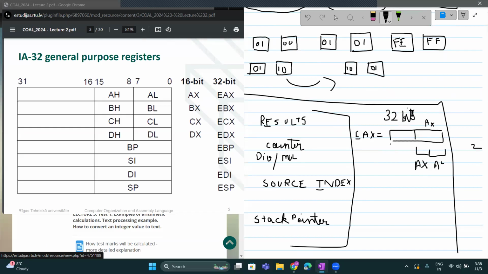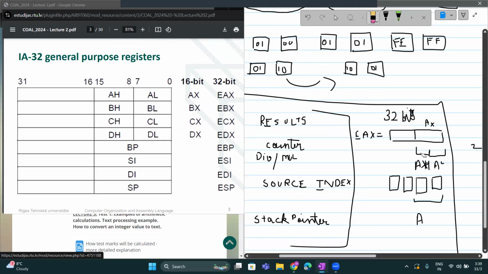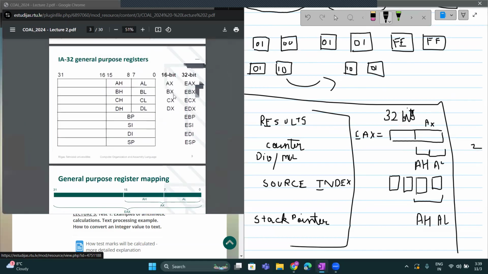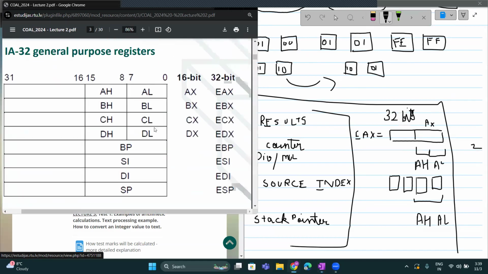So if this is 32 bits and every 8 bits form a byte, there will be a total of 4 bytes in EAX, and this is how we will represent it in the form of bytes. AX will be 2 bytes, and AH and AL are 1 byte each. And other registers also have these kinds of divisions.